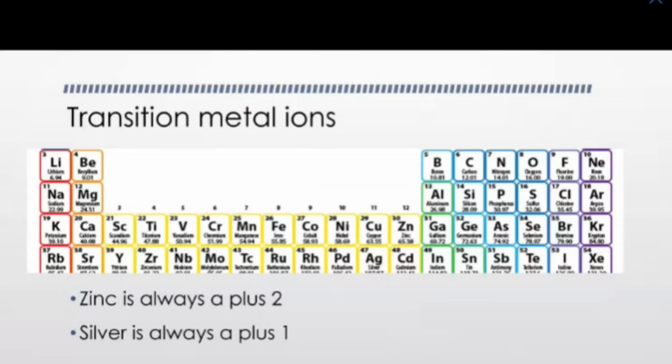A couple never change. You want to keep this in mind. You want to write this on your periodic table. Zinc is always a +2. Silver is always a +1.